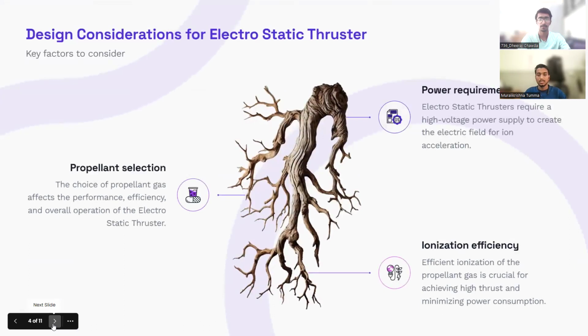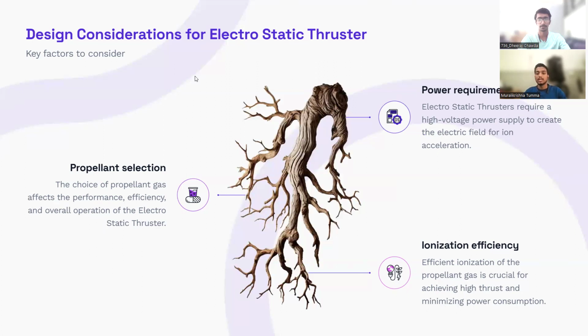Third, for these advantages, how can we design? What are the design requirements for the electrostatic thruster? There are some key factors we should consider while designing. First, we should select the propellant. The choice of propellant gas affects the performance, efficiency, and operation of the electrostatic thruster, with propellants such as cesium, mercury, xenon, etc., meaning the noble gas elements shortly.